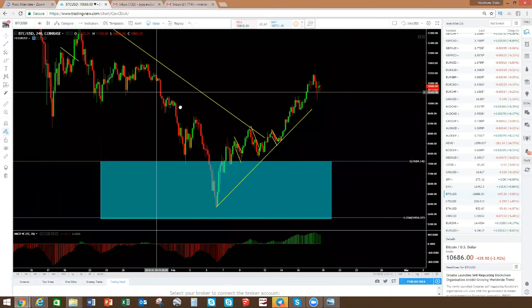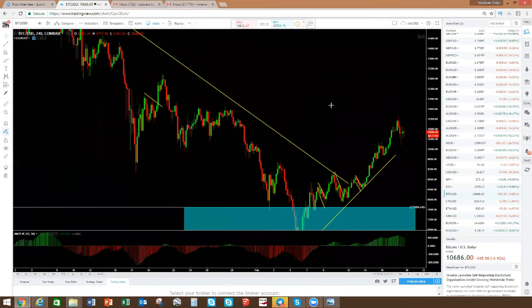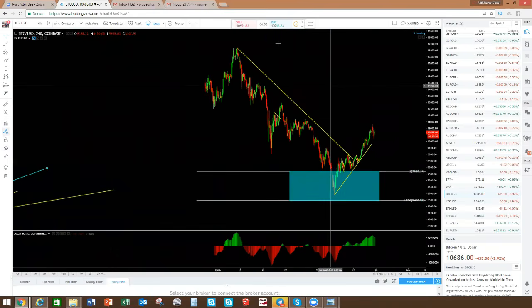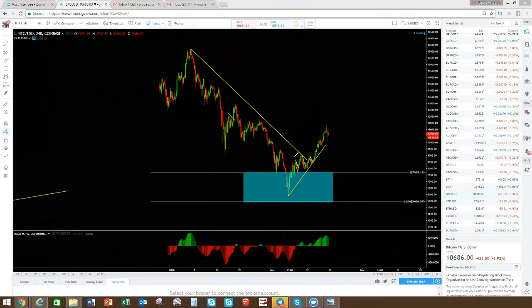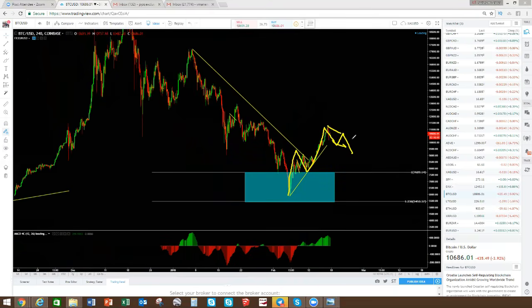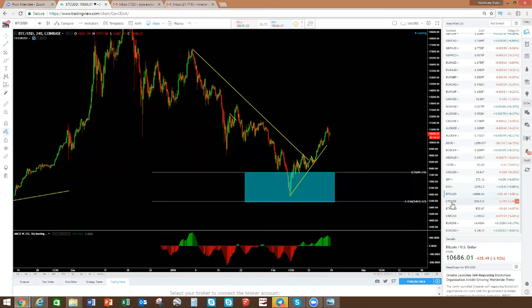Let's do that. Okay, we're already out of that downtrend actually. So we've got 1, 2, 3. We need another 1, 2, 3 to take us even further. Okay. As Bitcoin, Litecoin is exactly the same.